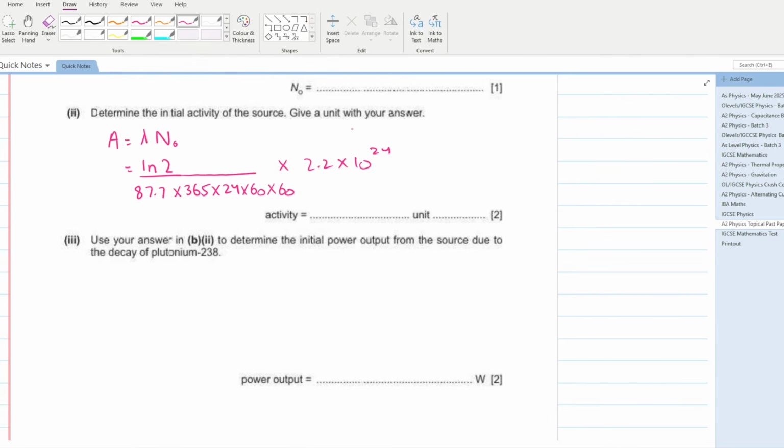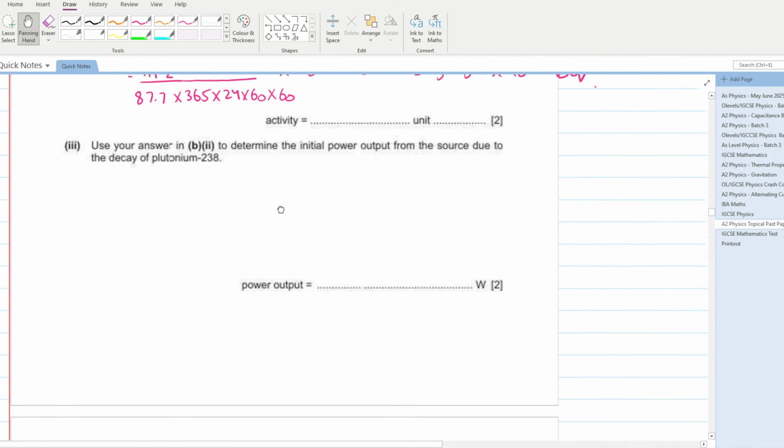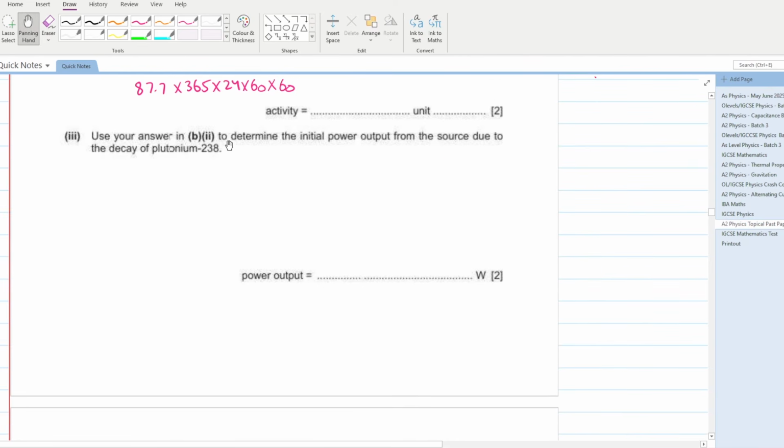87.7 into 365 into 24 into 3600. This comes out to be 5.5 into 10 raised to the power of 14. And what are the units of activity? Bq, or you can say seconds minus 1. Okay, use your answer in part B2 to determine the initial power output from the source due to the decay.